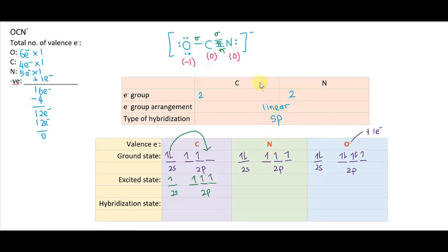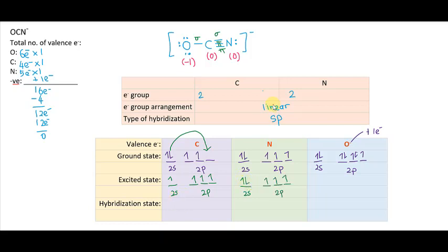For nitrogen, have a look at the nitrogen here. We have 1 sigma bond and 2 pi bonds, so we need 3 single electrons. At the ground state, we already have 3 single electrons, so no need to promote the electron.